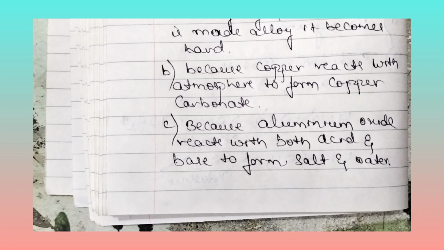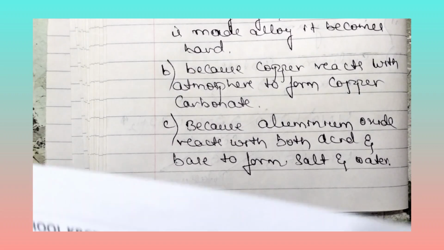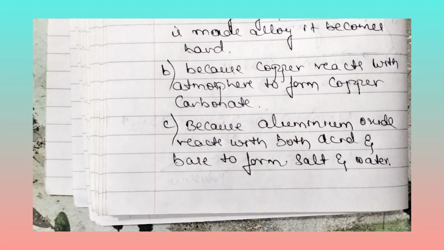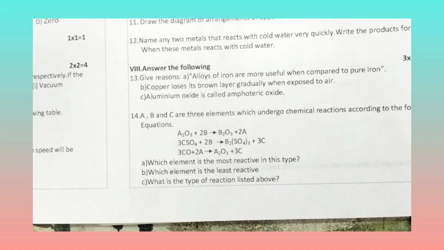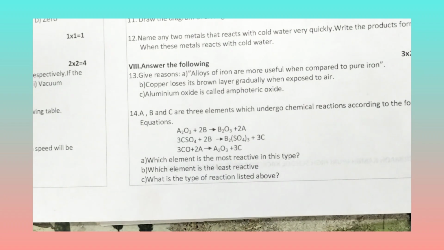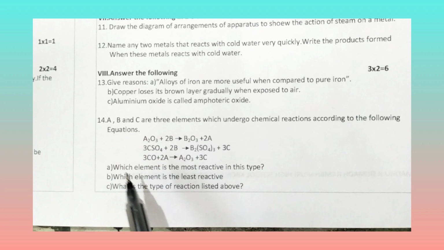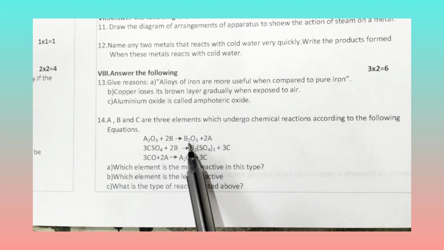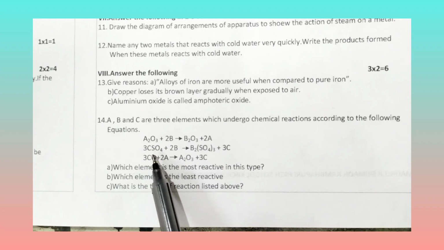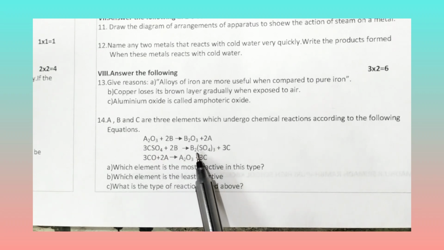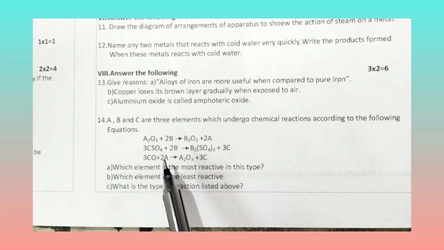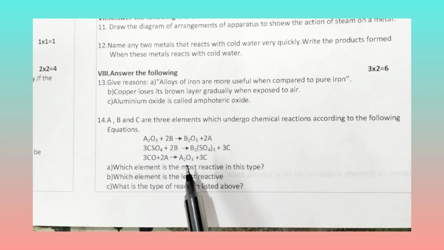So now let us move to the 14th question, and this is the last question of part B chemistry. The 14th question is: A, B and C are three elements which undergo chemical reactions according to the following equations. A2O3 plus 2B give rise to B2O3 plus 2A. 3CSO4 plus 2B give rise to B2SO4 taken thrice plus 3C. 3CO plus 2A give rise to A2O3 plus 3C. So now here three questions are there. Which element is most reactive in this type?